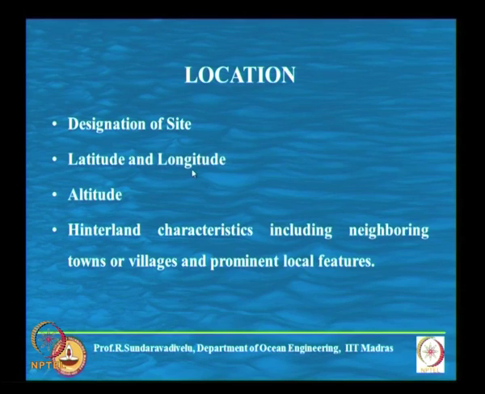We need the latitude and longitude also, then altitude also. Latitude and longitude I will explain with a figure, otherwise these are the two coordinates which will give the location. Altitude means height. Then we should get the hinterland characteristics including neighboring towns or villages and prominent local features. Local features can be a hill, a lake, a river, a heritage site, all these things you have to see.